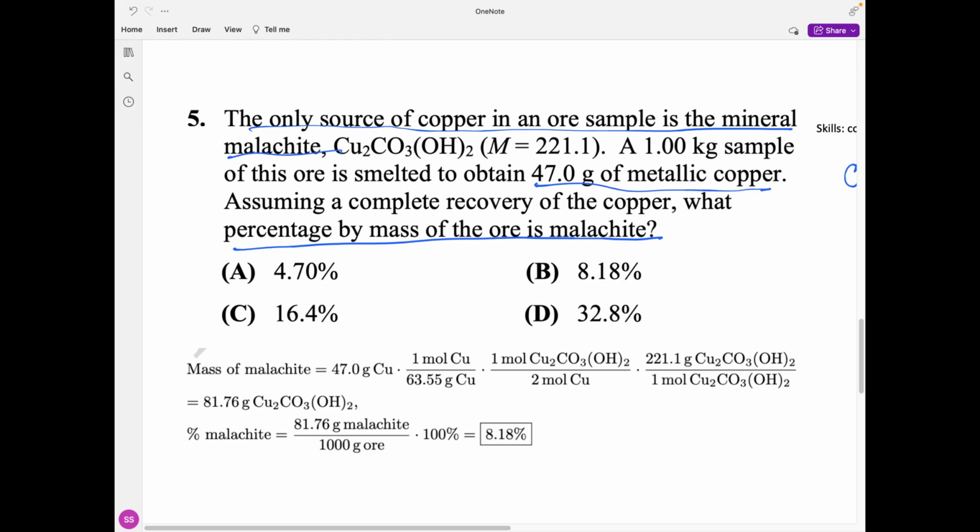So we're just converting from grams of copper, and our end result is this gram value of malachite. Again, we have this 1 kg of ore, 1,000 grams, and then multiplying our value here by 100% to get the percentage value, we get the answer B.